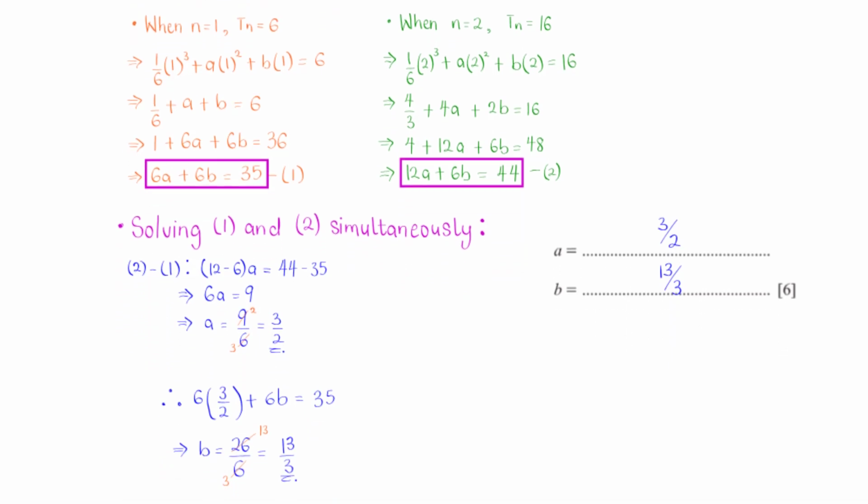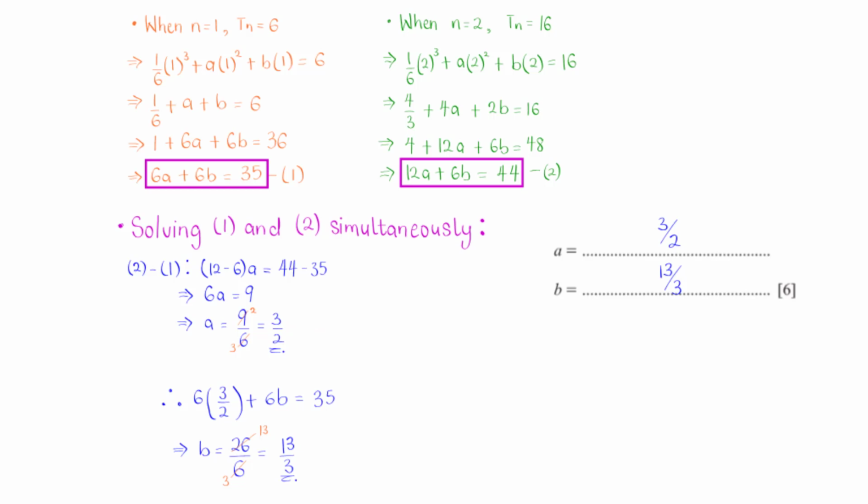Let's use the elimination method. Since we have 6b in equation 1 and equation 2, we can easily eliminate b by subtracting equation 1 from equation 2. This gives us 12a minus 6a equals 44 minus 35. 12a minus 6a is 6a and 44 minus 35 is 9. When we divide both sides by 6, we have a equals 3 over 2.